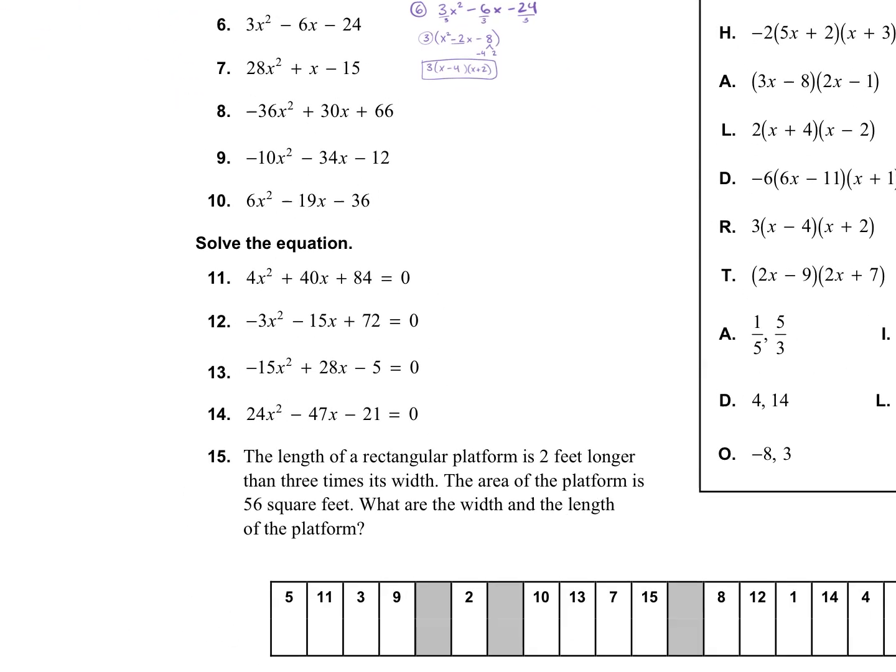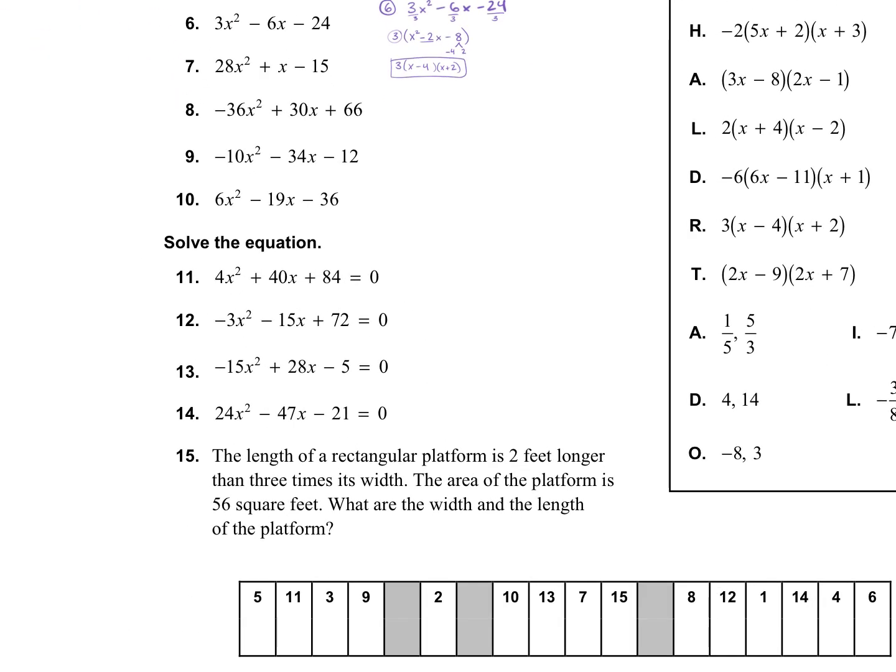Oh, and on this one, you guys can ignore 11 through 15. Don't have to do these.